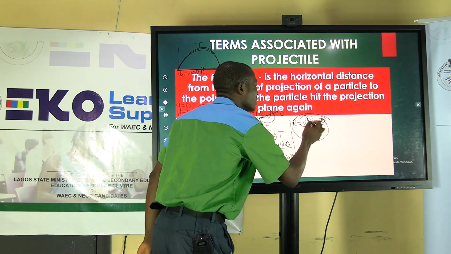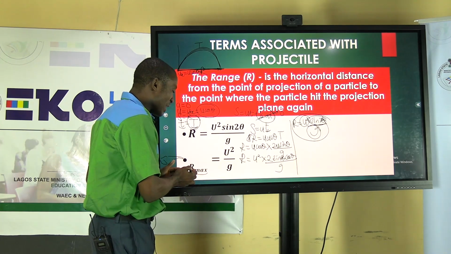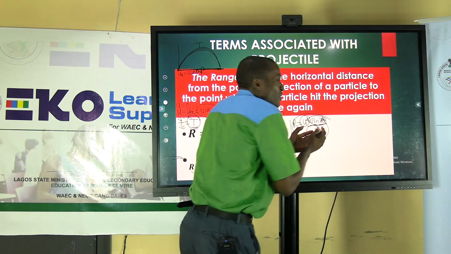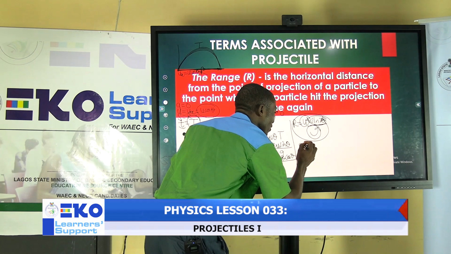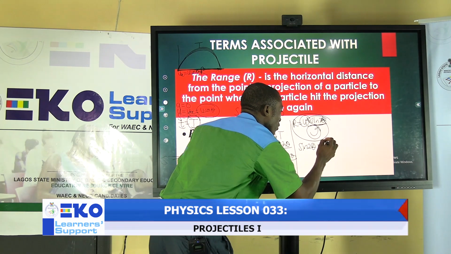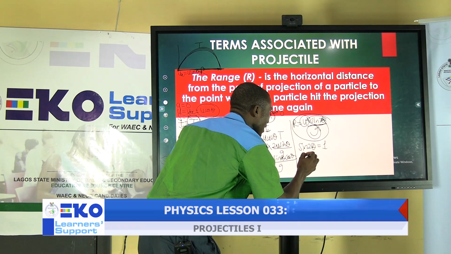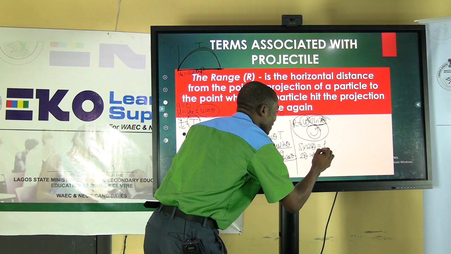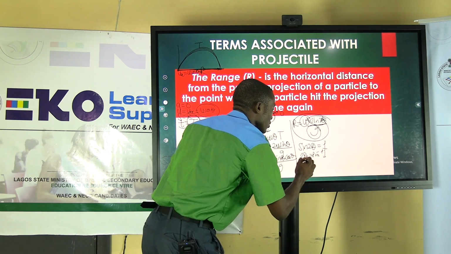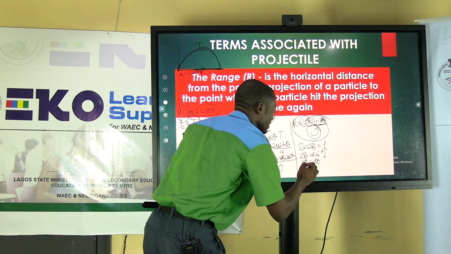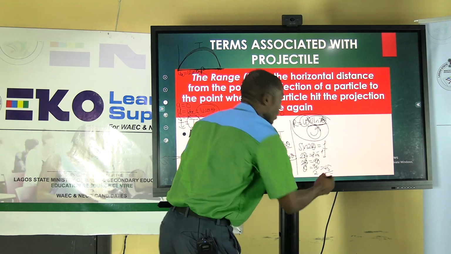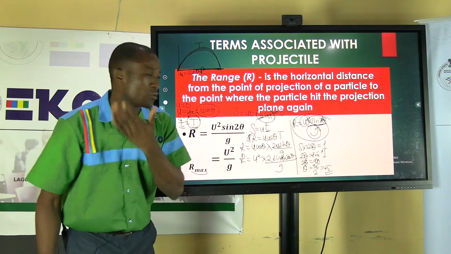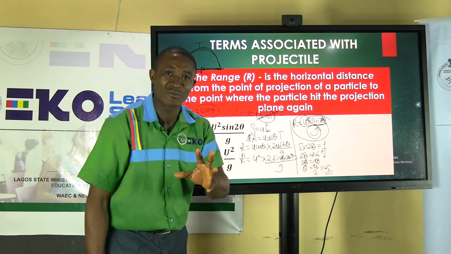So for you to get the highest value of range, what is the highest value you can get for sine of any angle? That is 1. So it means sine of that angle must give you 1, which means that 2 theta equals arc sine of 1. So 2 theta equals 90, so theta equals 90 over 2, which is 45. Watch out. Your JAMB, WAEC or NECO can give it to you as an objective question.